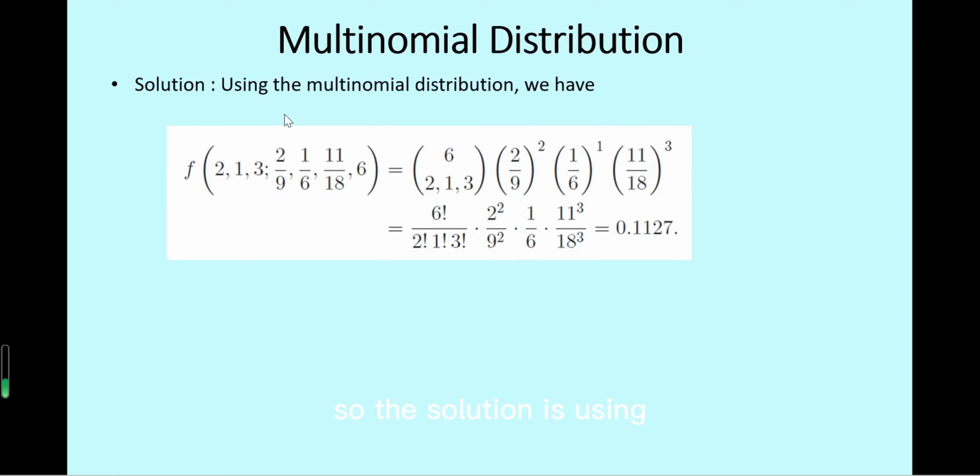The solution is using the multinomial distribution. We have the probability for 2, 1, 3 with probabilities 2 of 9, 1 of 6, 11 of 18 in the total of 6 trials, which is the multiplication of all these terms. The result is about 0.1127.